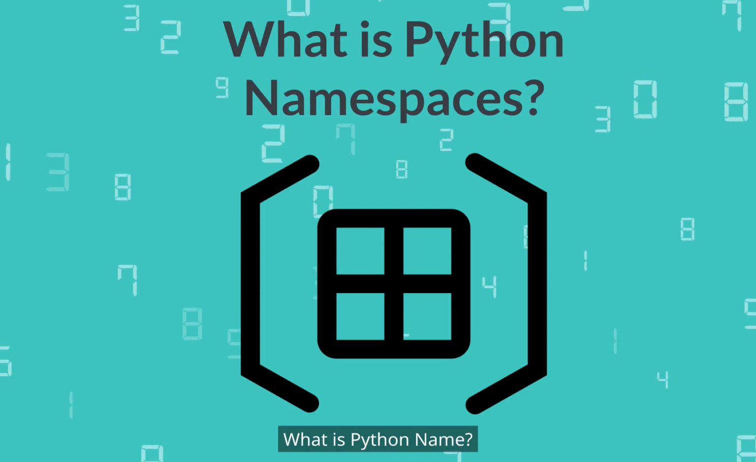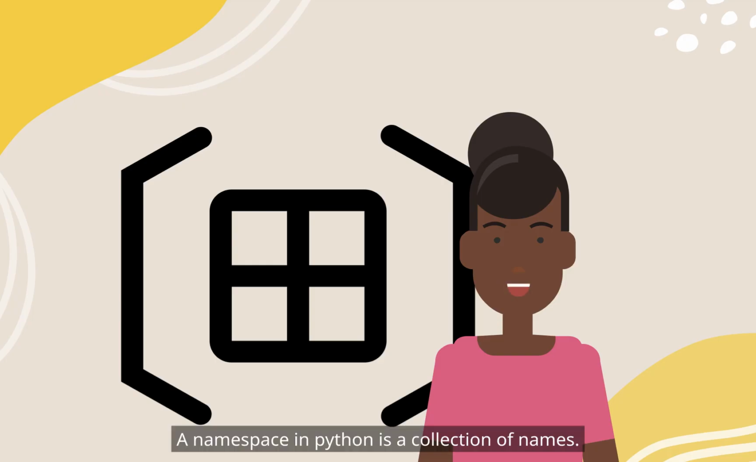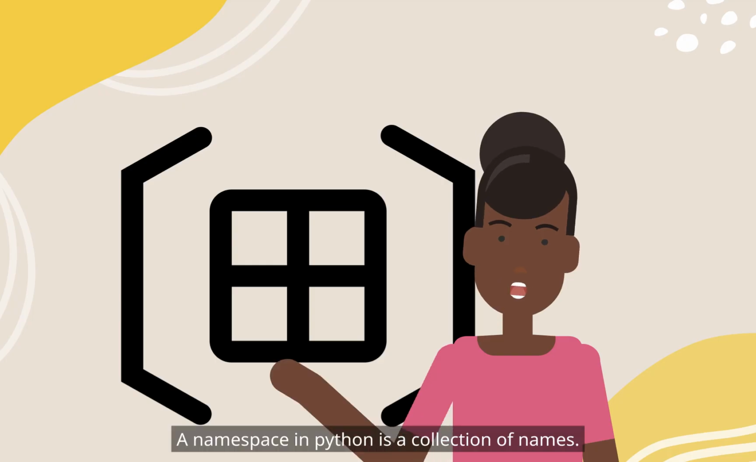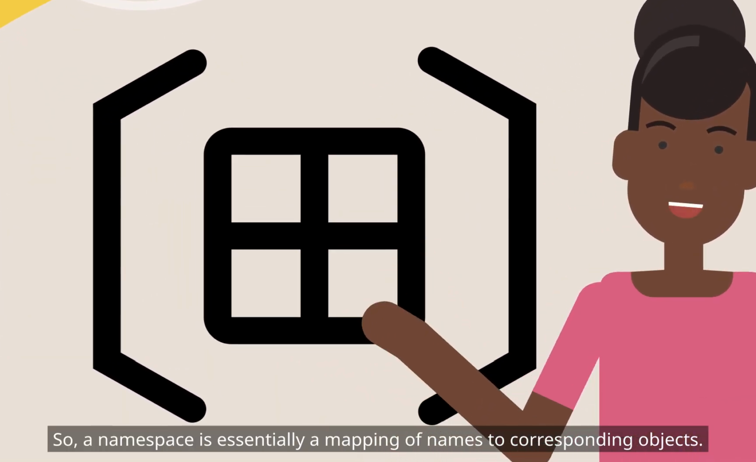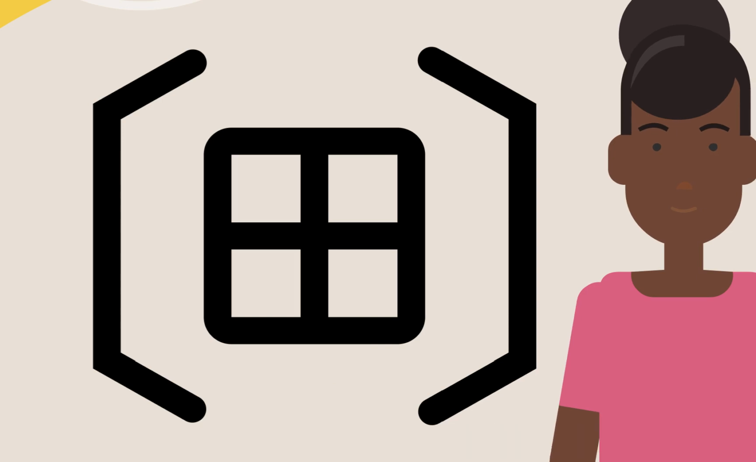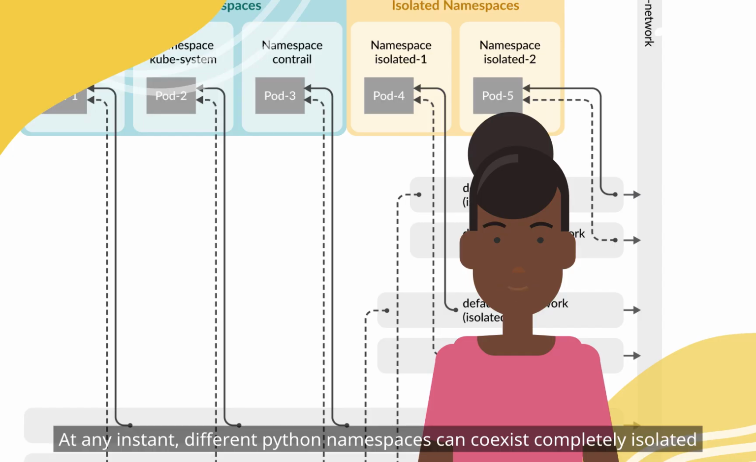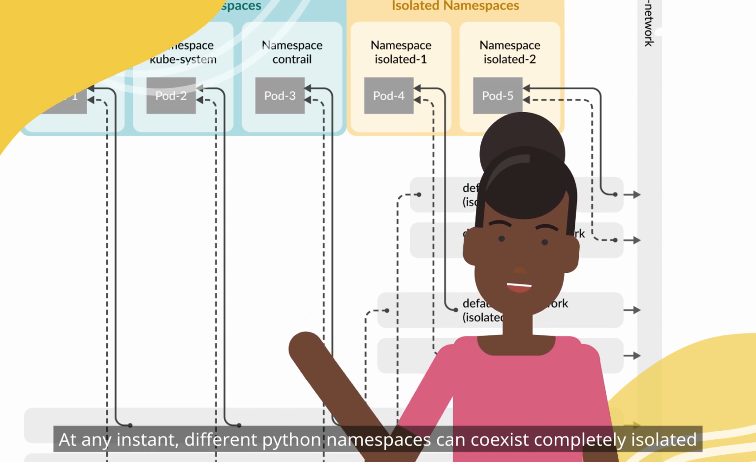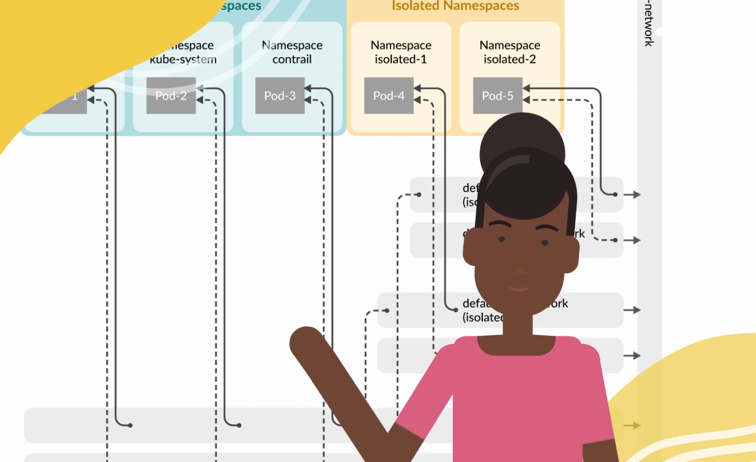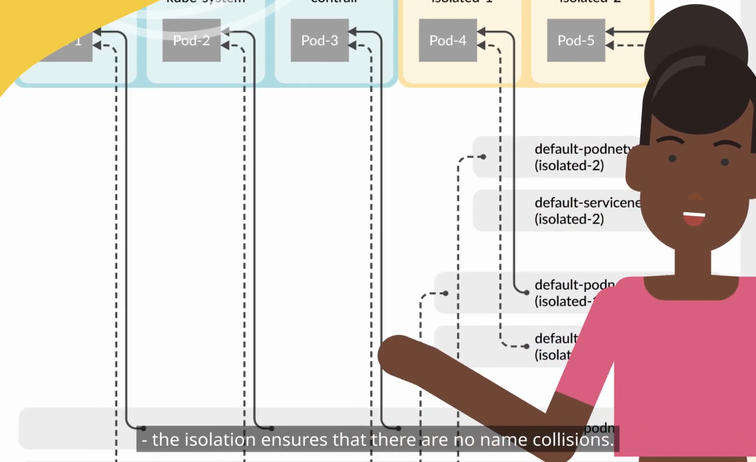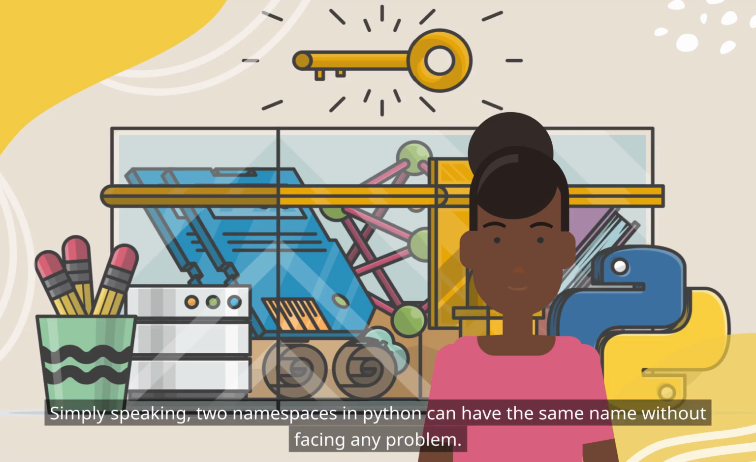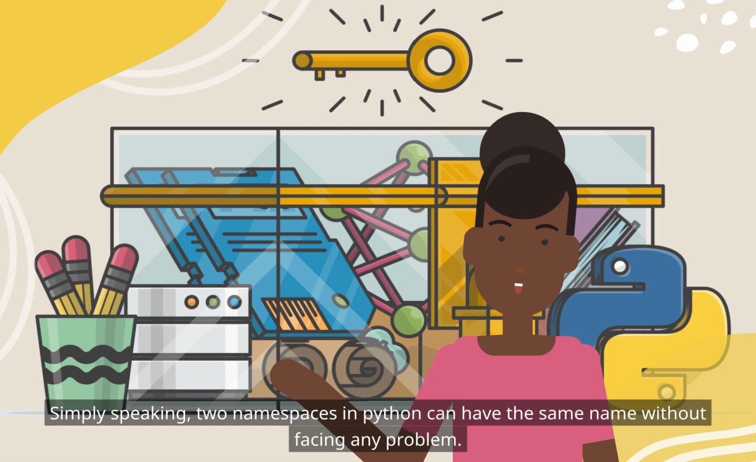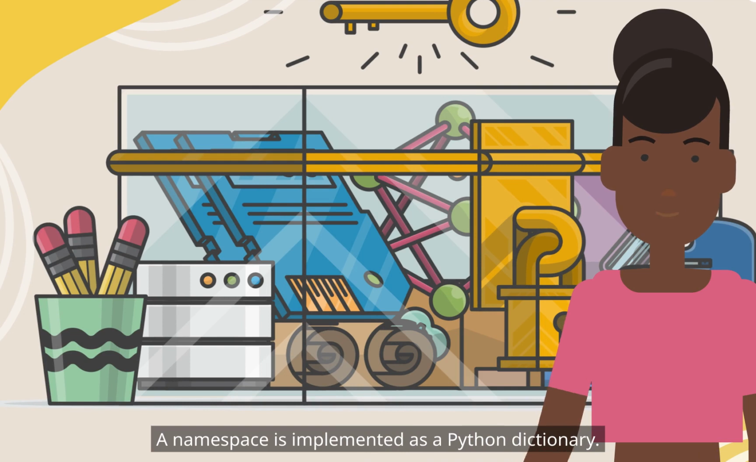What is a Python namespace? A namespace in Python is a collection of names. So, a namespace is essentially a mapping of names to corresponding objects. At any instant, different Python namespaces can coexist completely isolated. The isolation ensures that there are no name collisions. Simply speaking, 2 namespaces in Python can have the same name without facing any problem. A namespace is implemented as a Python dictionary.